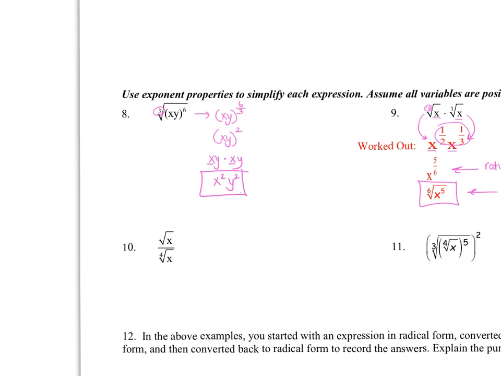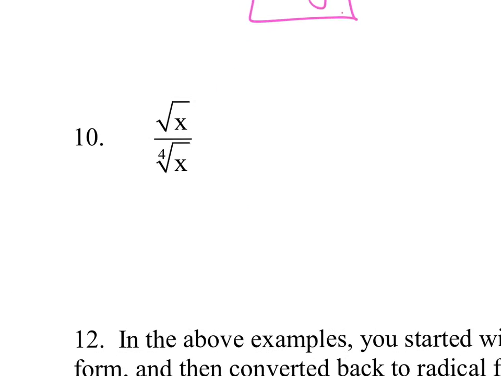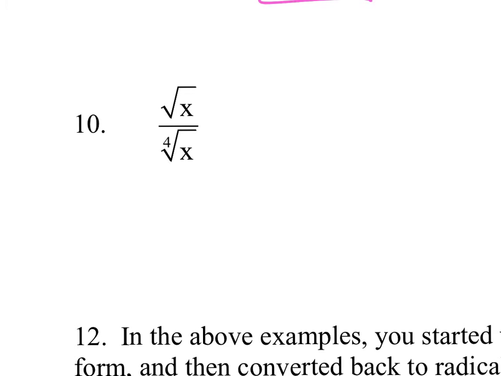All right, next up, number 10, we have the square root of x all over the 4th root of x. Now we've learned our quotient rule, we subtract exponents. So to do that, you do have to put this in exponent form. So you're going to convert square root of x to x to the 1/2. You're going to convert the 4th root of x to x to the 1/4. If we want positive exponents only, which is going to be our goal most of the time, not always, you want to make sure you're doing larger minus smaller. 1/2 is bigger than 1/4, okay?